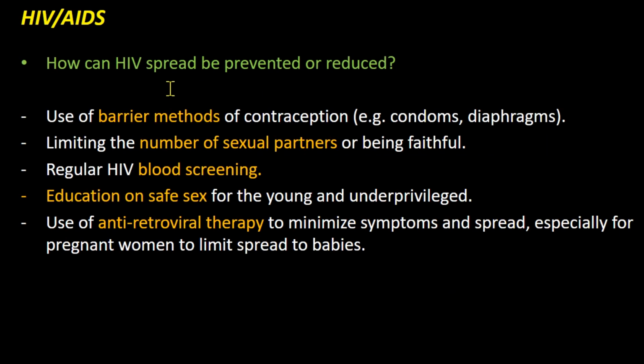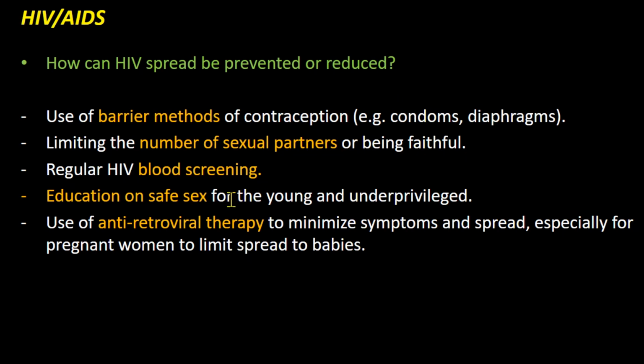So how can HIV spread be prevented or reduced? Well, there's the use of barrier methods of contraception, such as condoms and diaphragms, limiting the number of sexual partners or being faithful to a single partner, or in more extreme cases, abstinence. There's regular HIV blood screening, but the thing about blood screening is that it takes a few months for the virus to actually be detected. So you could get HIV in January and it might not show up in a blood screen until March. So it has to be regular blood screening at least with each new partner that you get.